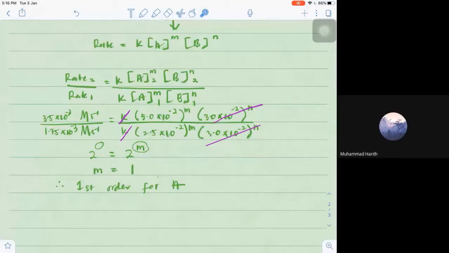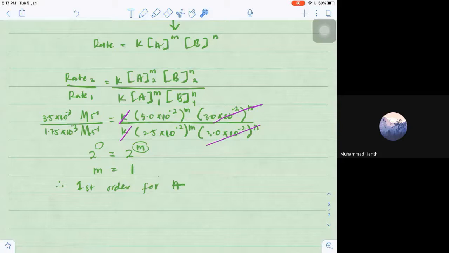Yes, madam. Which 2 experiments have the same concentration of A? Experiment 1 and 3. Experiment 1 and 3, or 2 and 4, right? 3 and 5.